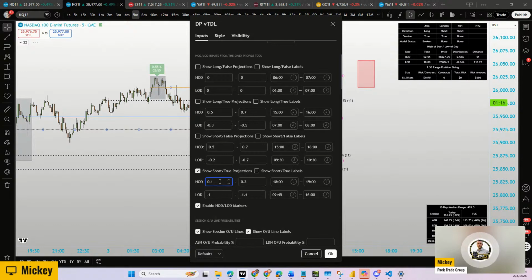We'll put in our high of the day, which was 0.3 to 0.5, and it was from, let's see, 2 to 0.3. And then our low of the day, right, is from 0.4 to like 1.4, and then we're expecting that to happen at 15 to 1600, right?